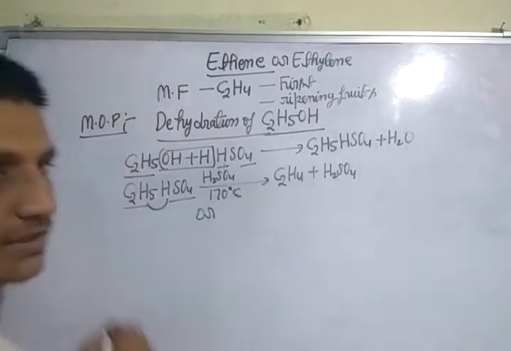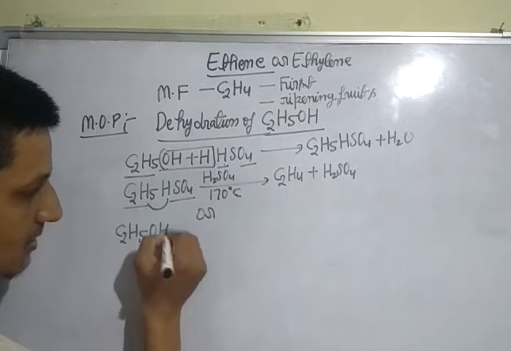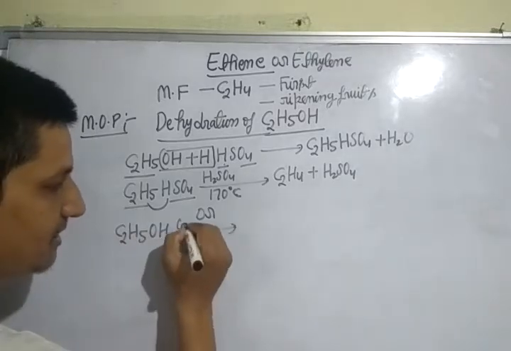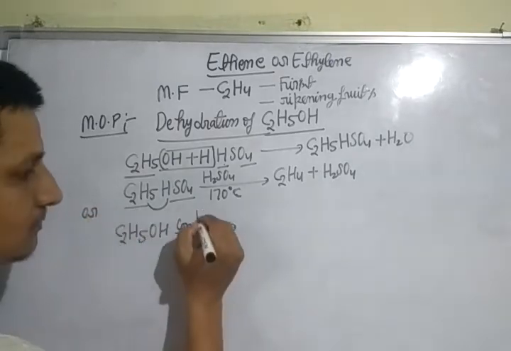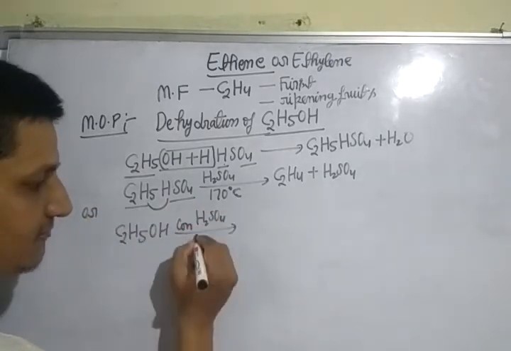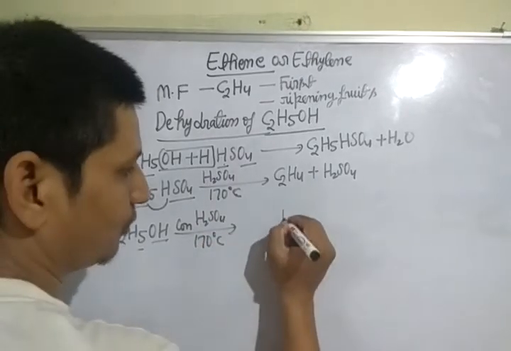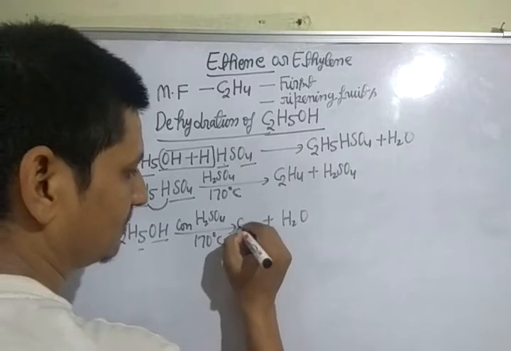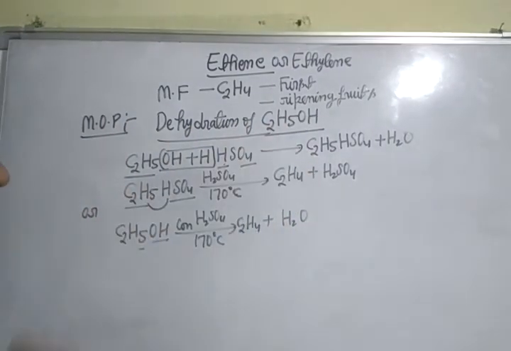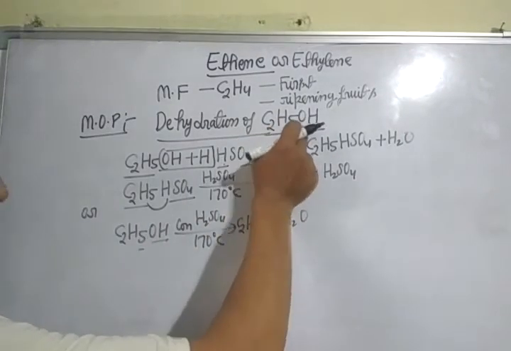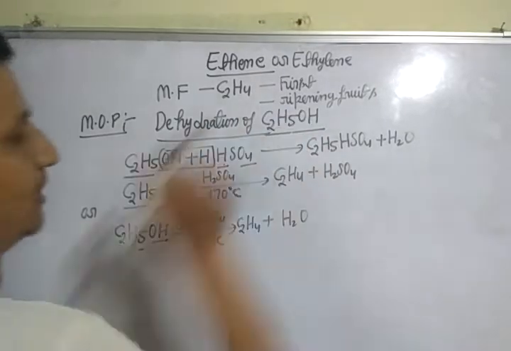We can write this reaction in a single step. Ethanol in the presence of concentrated sulfuric acid at 170 degrees Celsius. OH and H combine to form water, and C2H4 is left. Dehydration of ethyl alcohol means removal of water from alcohol. So removal of water from ethyl alcohol is called dehydration of ethyl alcohol.